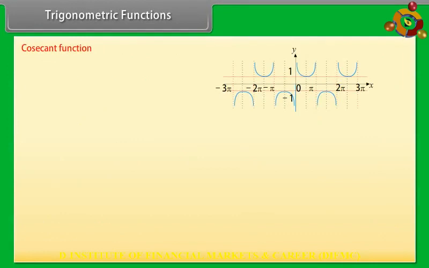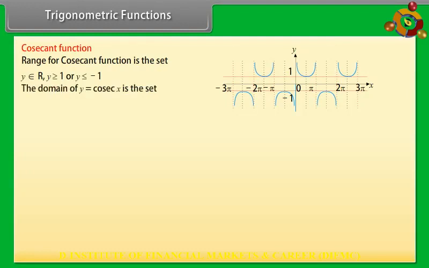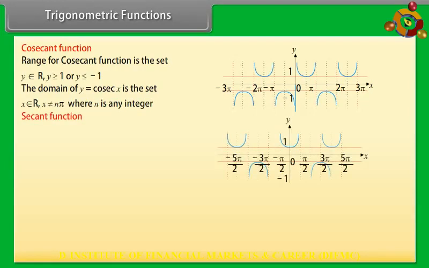Cosecant function. The range for the cosecant function is the set of y belonging to real numbers, y greater than or equal to 1 or y less than or equal to -1. The domain of y equals cosec x is the set of x belonging to real numbers, x not equal to n pi, where n is any integer. Secant function. The range for the secant function is the set.